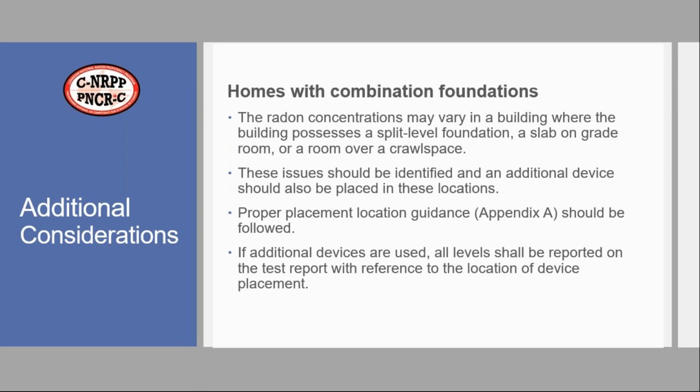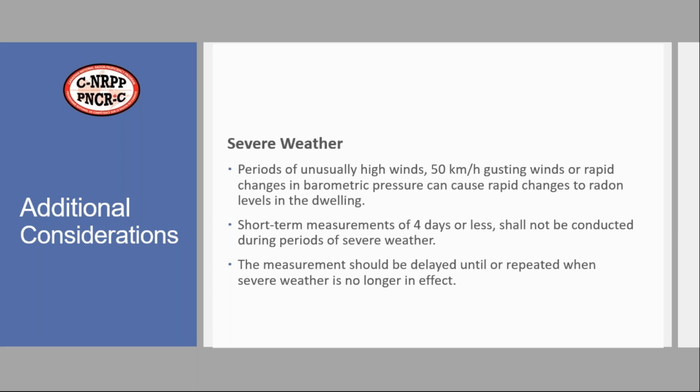Now, another additional consideration should be homes with combination foundations. So radon concentrations may vary in a building where the building possesses a split level foundation, a slab on grade room, or a room over a crawl space. These issues should be defined, and an additional device should also be placed in these locations. Proper placement guidance should be followed. If additional measurement devices are used, all levels shall be reported on the radon test report, again, with clear reference to which level is for which location of the device placement.